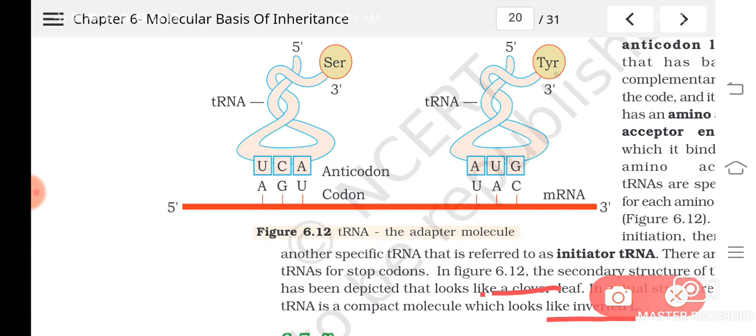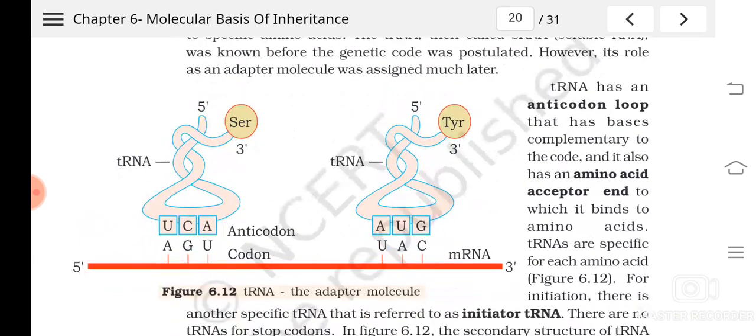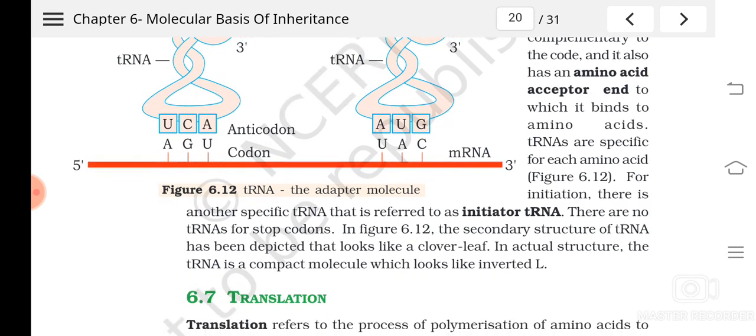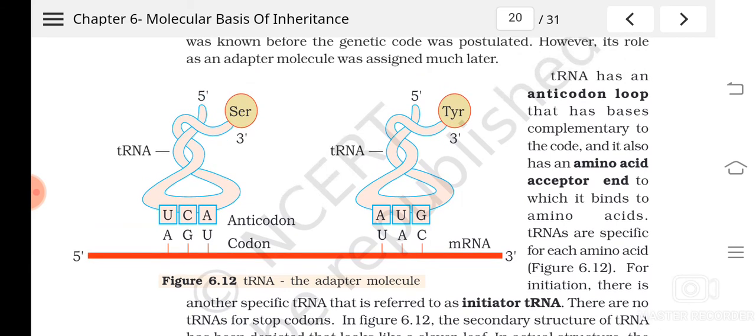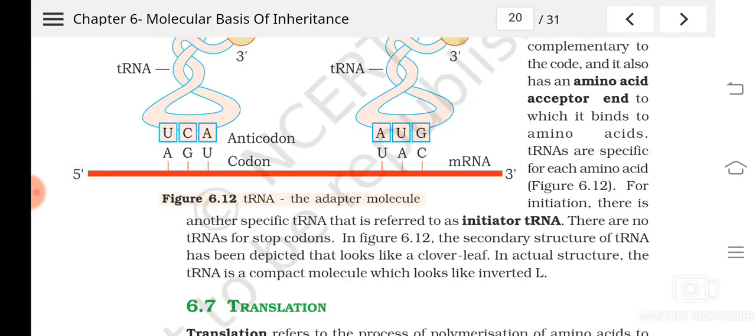In a tRNA, there should be a site that can complementarily base pair with the codons. That is known as the anticodon. The nucleotide sequence present in tRNA is called what? Anticodon. That will be complementary to what? Codons. And it should have an amino acid accepting site also. Understood? So this is the structure of tRNA. We will study translation in the next class.